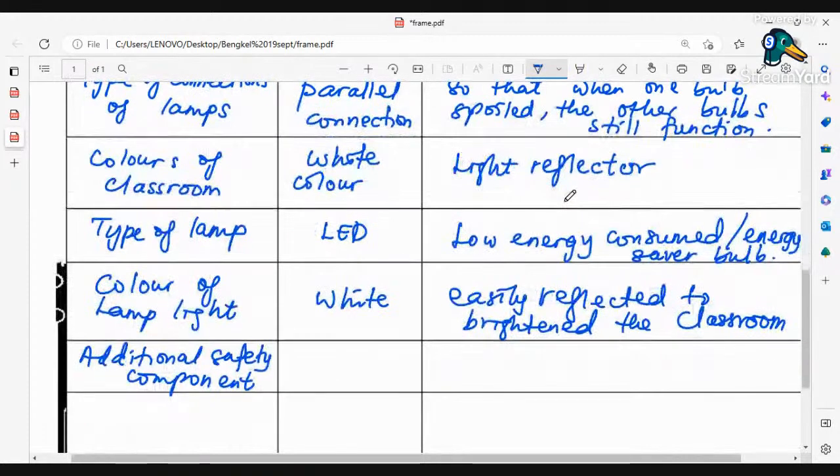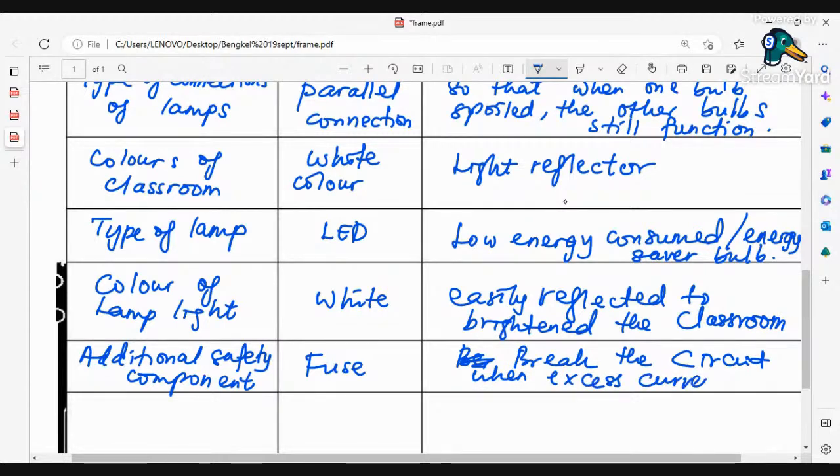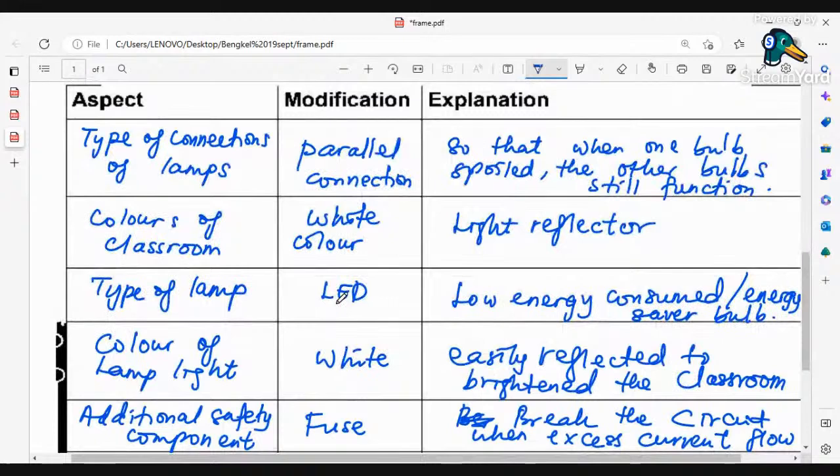Okay, additional safety, we can put something like a fuse. So we have 5. The fuse will break the circuit if there is excess current flow or current leakage. Okay, these are the 5 suggestions. So my suggestion is to write this way, but it's up to you. If you want to use 2 columns also can.